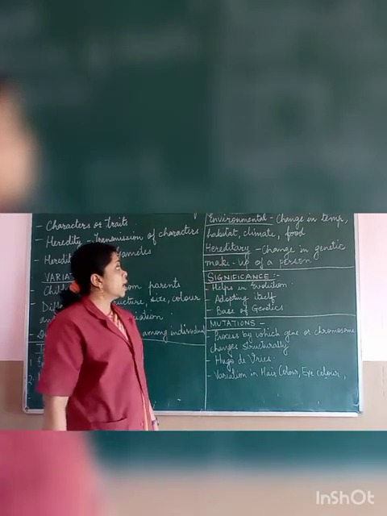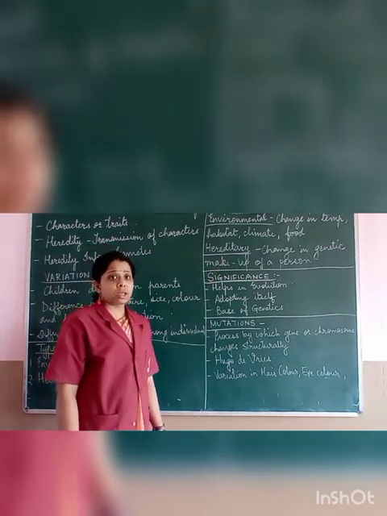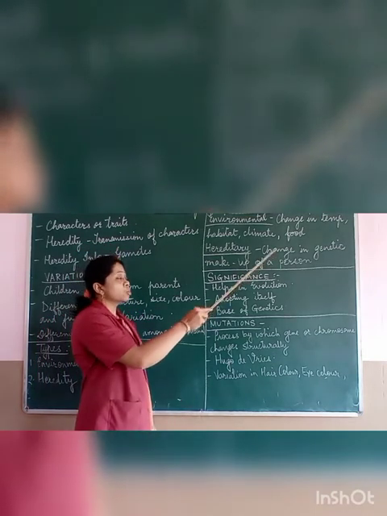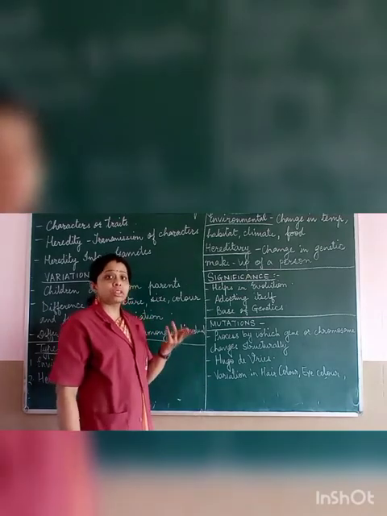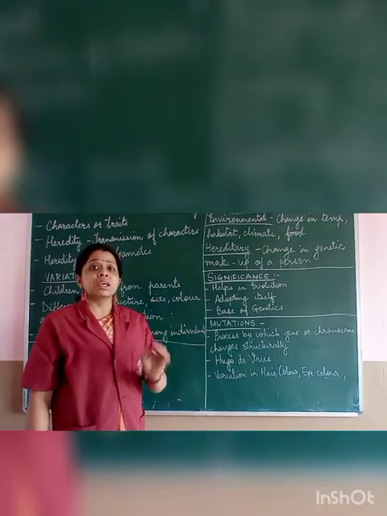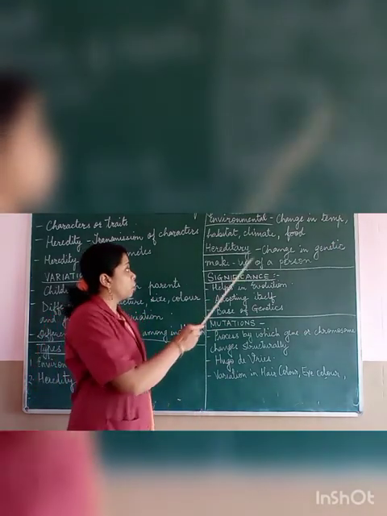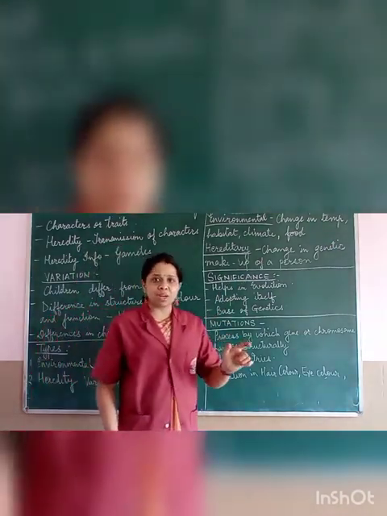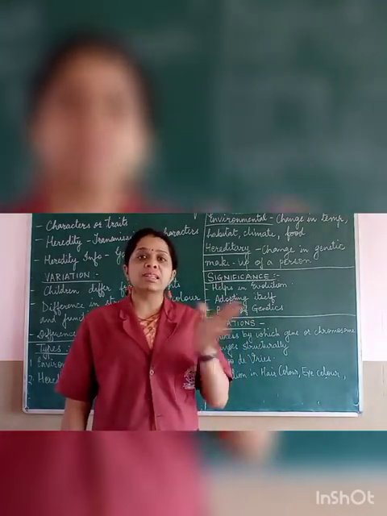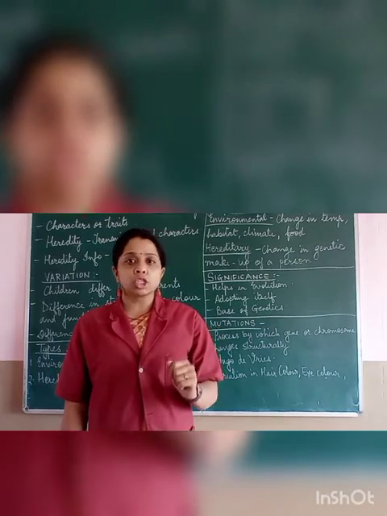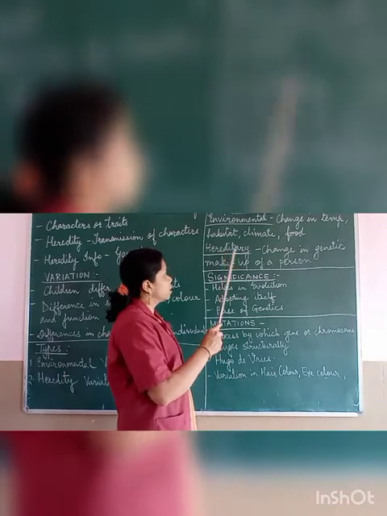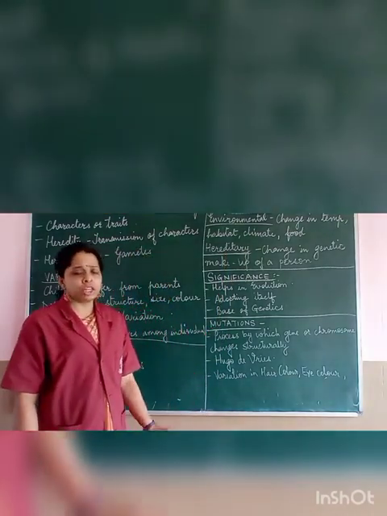Next are the hereditary variations. What are they? They are the changes brought in the offspring or children because of differences in the genetic makeup of a person. Genetic makeup means the arrangement of genes present in the chromosomes. If that is a little different, then those variations will surely be brought up in the offspring. Those are the hereditary variations.